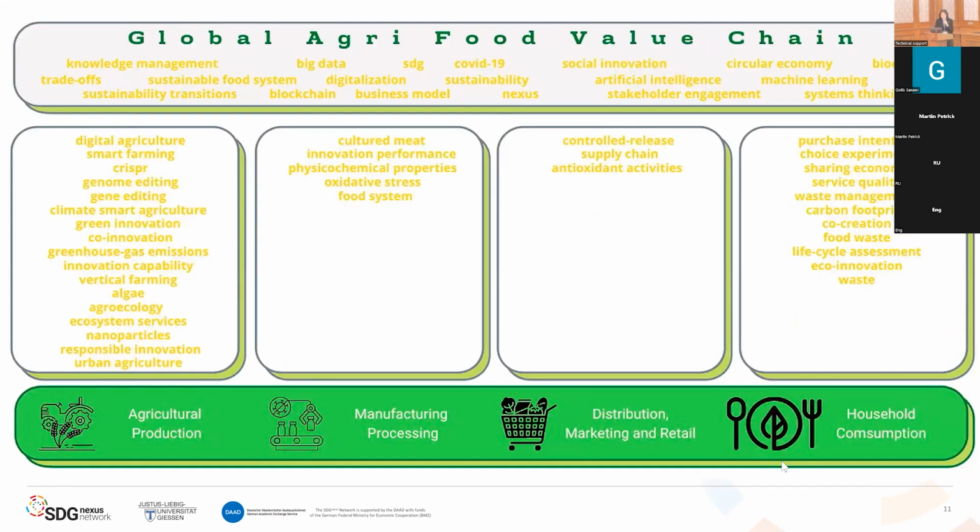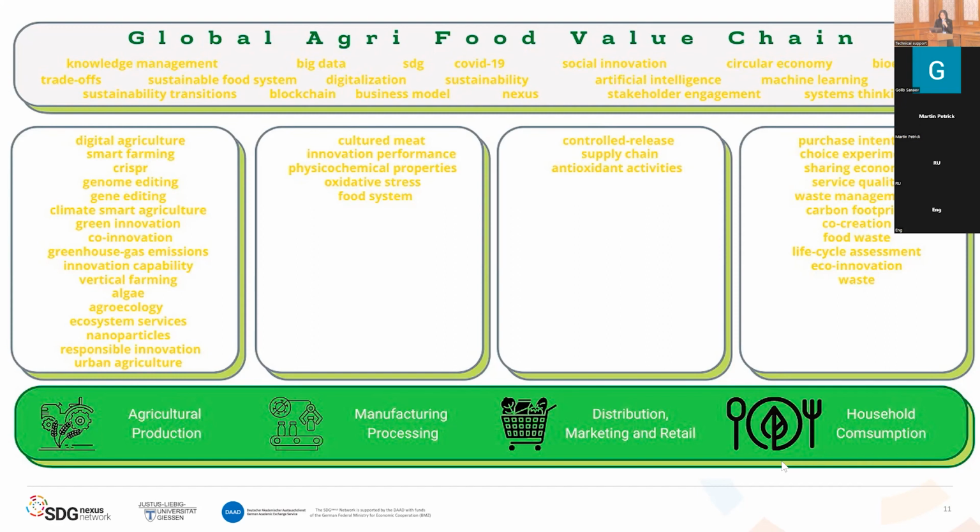We also identified 55 out of 183 most recent keywords associated with innovation, and they were distributed manually through the value chain stages based on the abstract review. The slide shows that 19 keywords belong to the general part named Global Agri-food Value Chain.